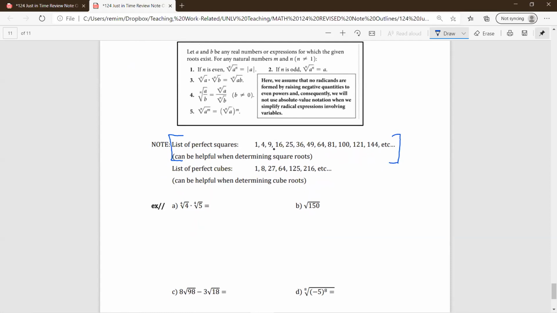So 1, 4, 9, 16, 25, 36, 49, 64, so on. Those are all perfect squares because 1 is 1 squared. Then this is 2 squared, 3 squared, 4 squared, 5 squared, 6 squared, 7 squared, and so on. So these are all called perfect squares. And then we also have perfect cubes, same idea, except this is 1 cubed, this is 2 cubed, this is 3 cubed, 4 cubed, 5 cubed, 6 cubed, and so on. So those can be helpful when you're determining cube roots.